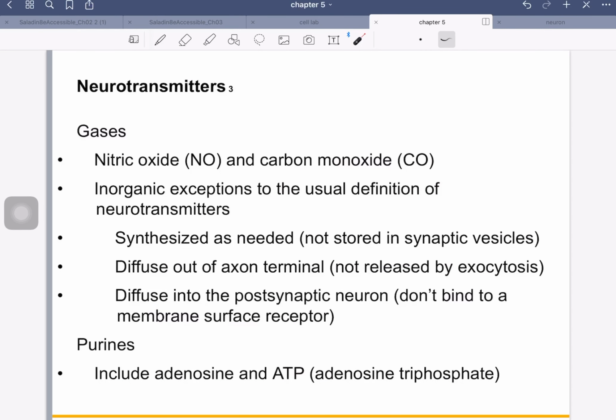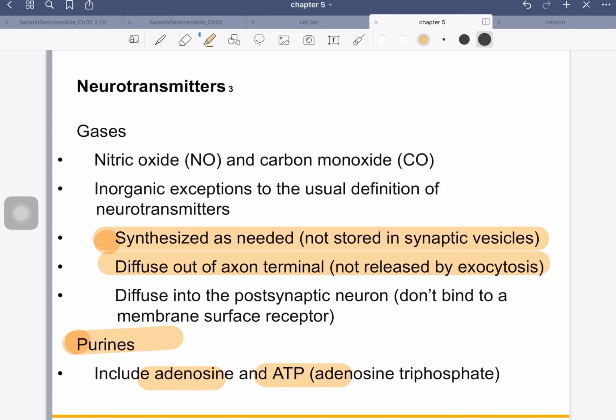There's also the gases, and it's kind of odd to think that sometimes things like nitric oxide and carbon monoxide have a role in here. And these are inorganic exceptions to what we usually think of as neurotransmitters. Now, these are interesting because they're synthesized as needed, and they don't get stored in synaptic vesicles, and they diffuse out of the axon terminal. So it's not a release by exocytosis, and they diffuse to the postsynaptic neuron. And they don't need to bind onto a membrane surface receptor. Also, we have the purines, adenosine and ATP also have a role.